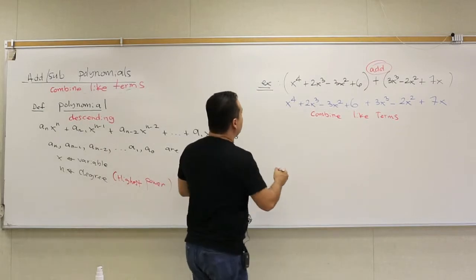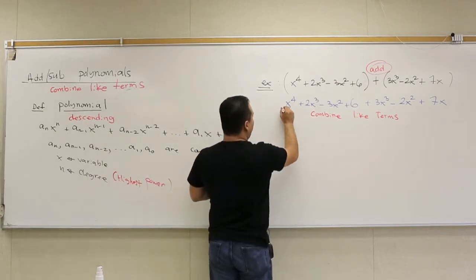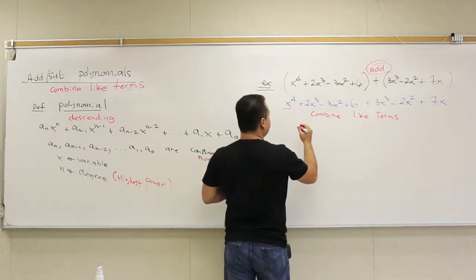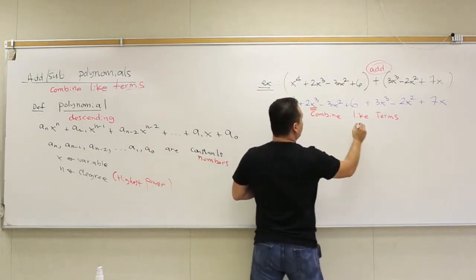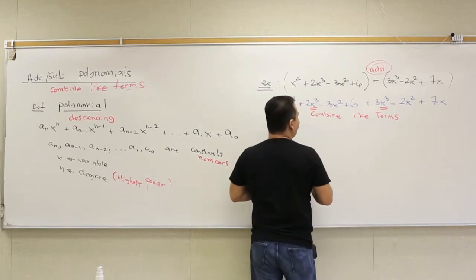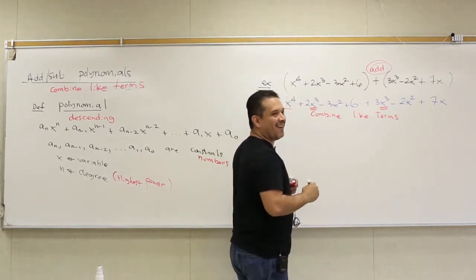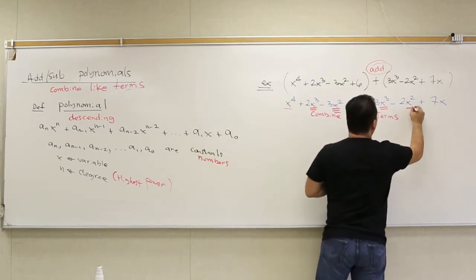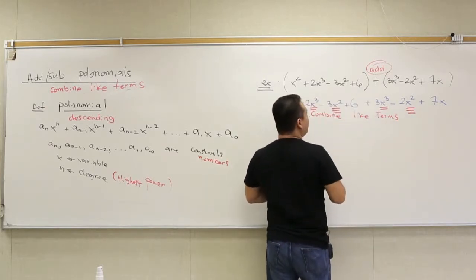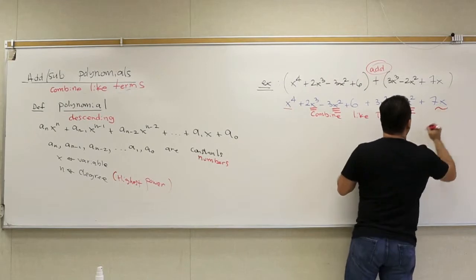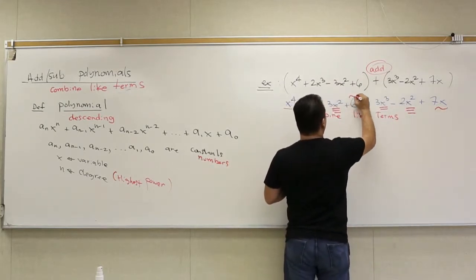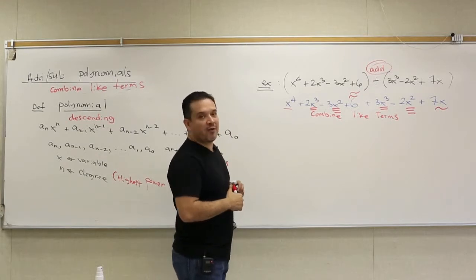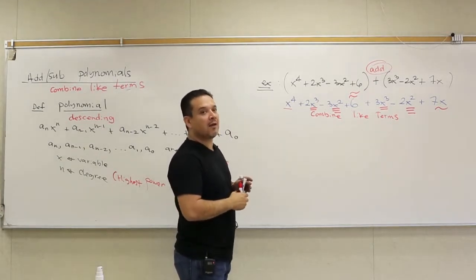What terms are like? Let's scan through this. You have x to the fourth power. Are there any others? No. What comes next? X to the third. And then what comes next? X squared. And then I'm going to start to do my squiggle, and then a double squiggle, because I want to visualize what's like and what's not like.